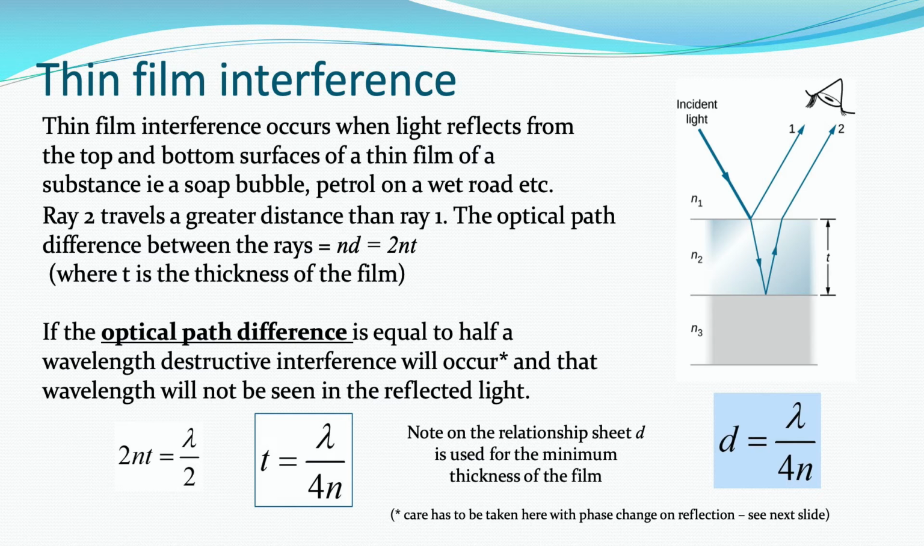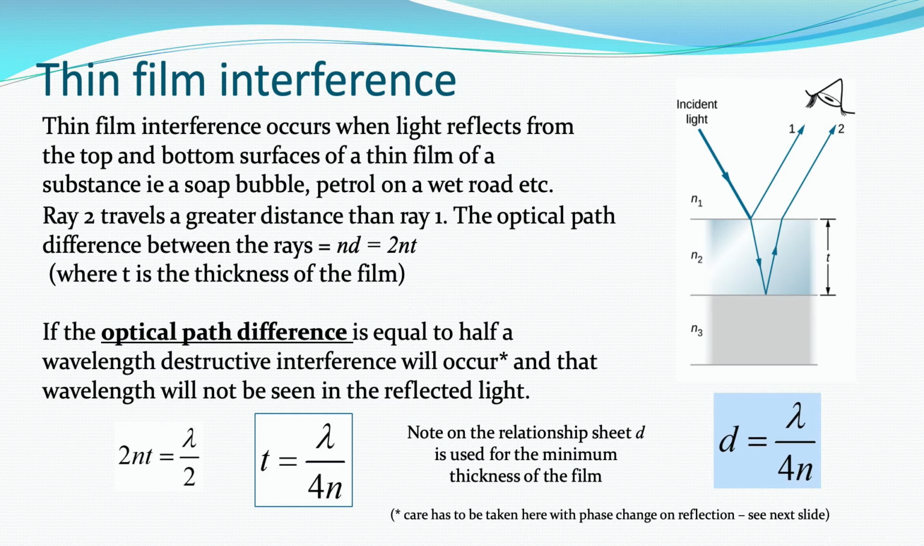It reflects from the bottom surface of the film and it travels a greater distance. And the optical path difference between those 2 rays is 2 times the refractive index times the thickness of the film. T is the thickness of the film. And if that optical path difference is equal to half a wavelength, then we get destructive interference. So for that particular wavelength, you will not see any reflected light of that colour or that wavelength.